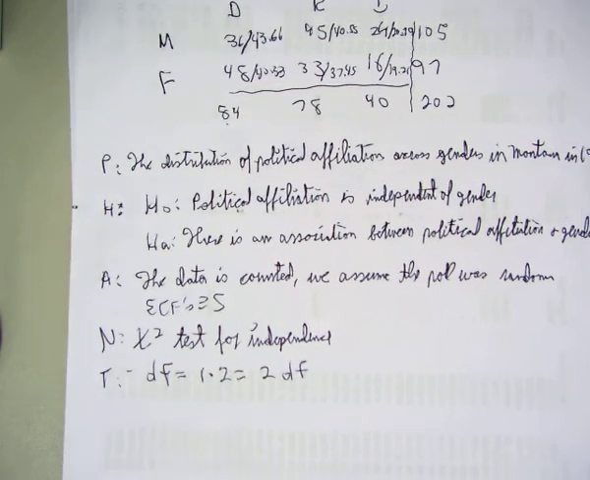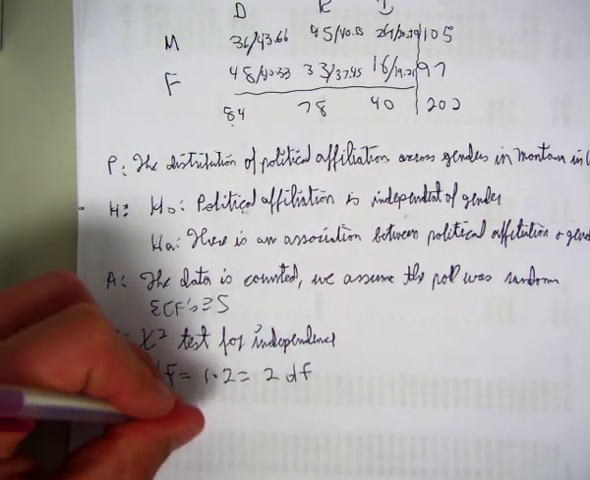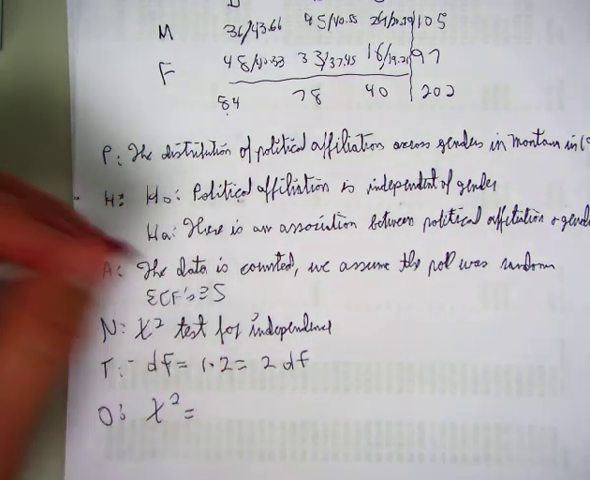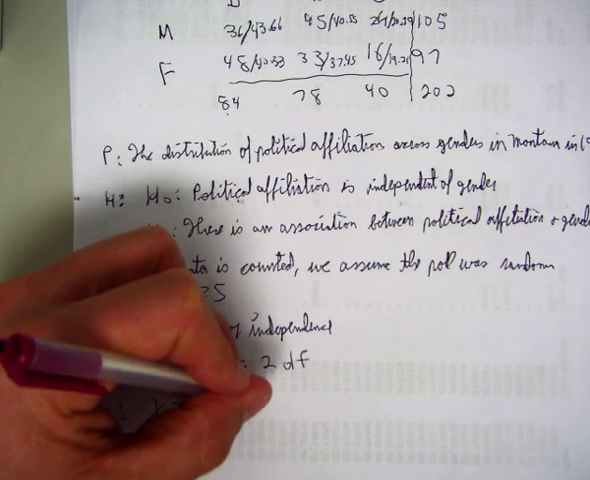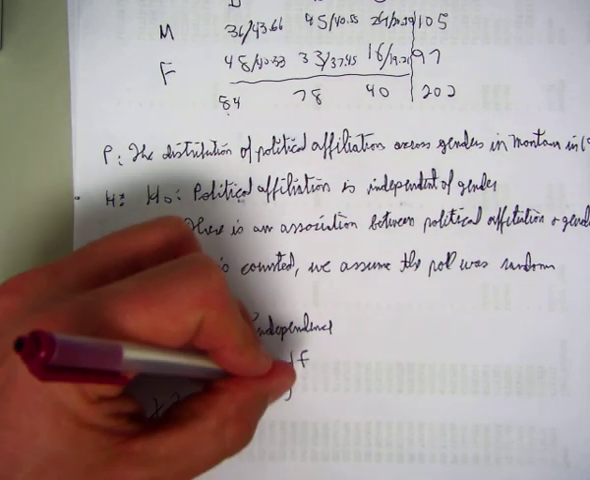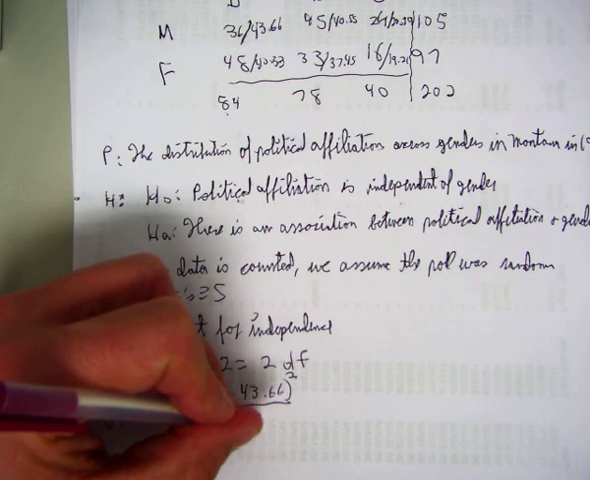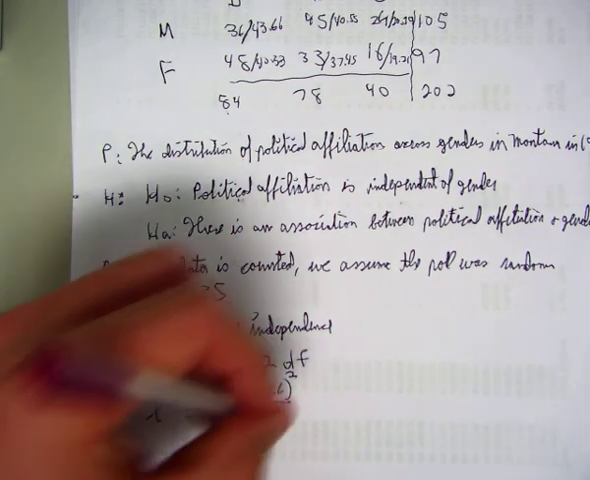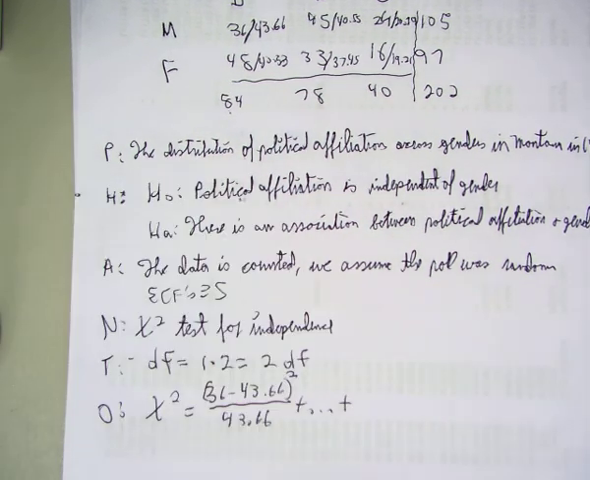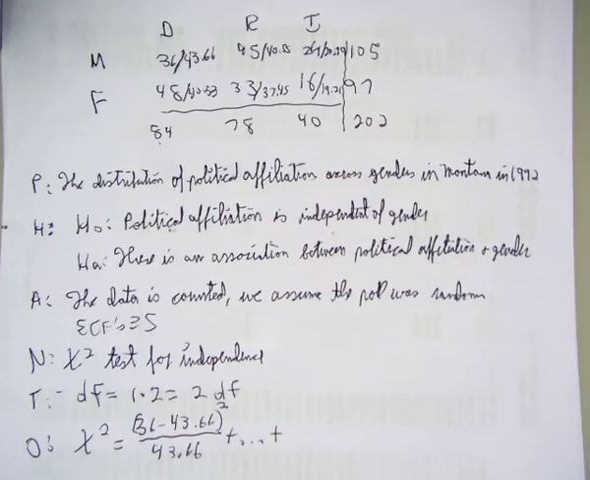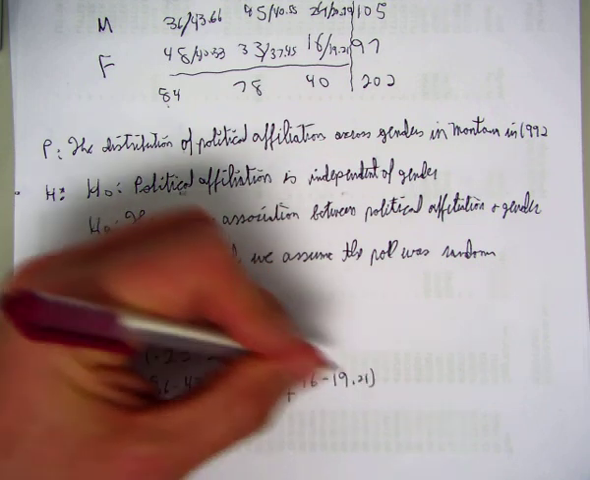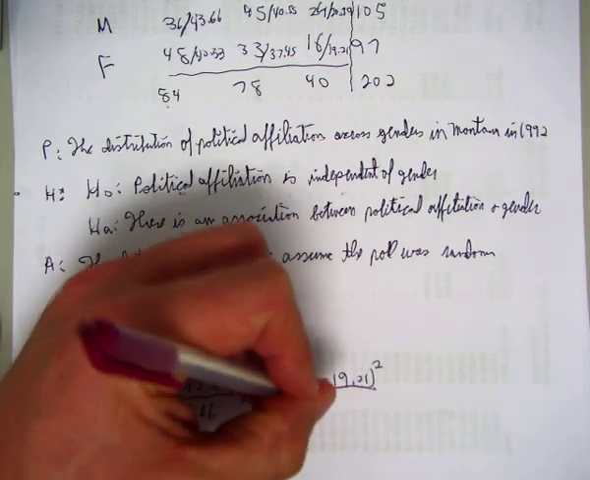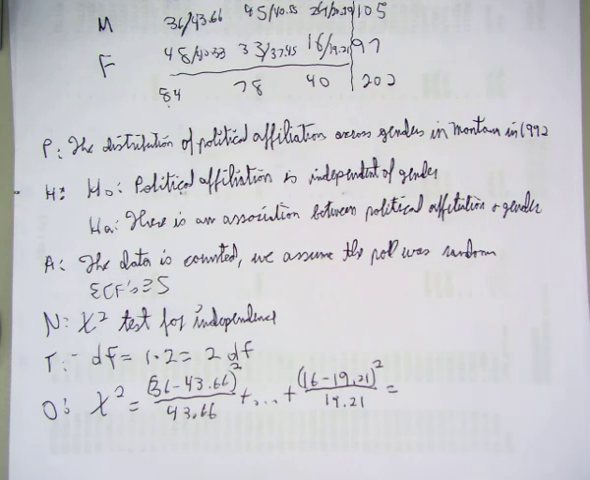Now to obtain P. Again, we're going to do observed minus expected, quantity squared, over expected. I'm going to start out with the male Democrats: observed is 36 minus 43.66, quantity squared over expected. Plus, I'm going to add all these up, all the way down to the female independents: 16 observed, 19.21 expected, over 19.21. And then I'm going to find out what that equals in a second.